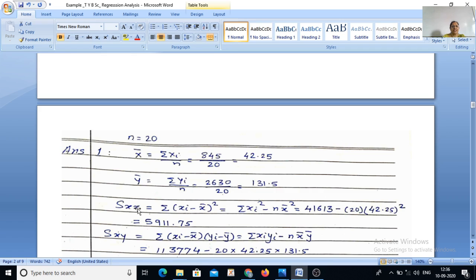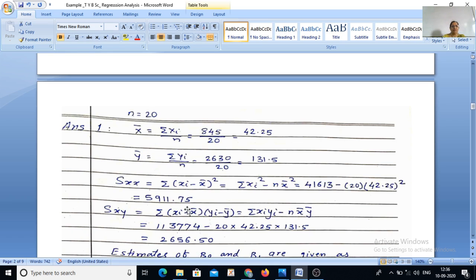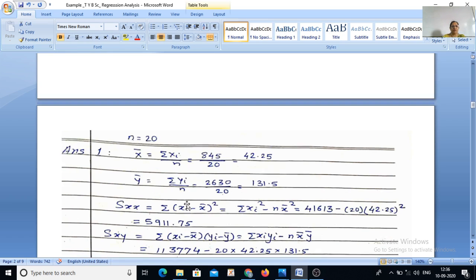If I compute Sxx, this is summation of (xi minus x bar) square. For simplicity I take the square of this quantity, and by collecting the similar terms, the same expression will be summation of xi square minus n times x bar square. So this particular formula is easy for computation of Sxx, instead of computing xi minus x bar, then taking the square, and then adding these things. So instead of that, I have taken summation of xi square minus n times x bar square. That value comes out to be 5911.75.